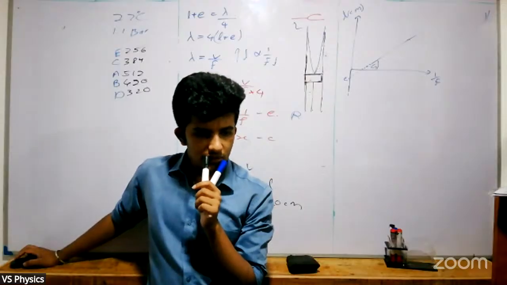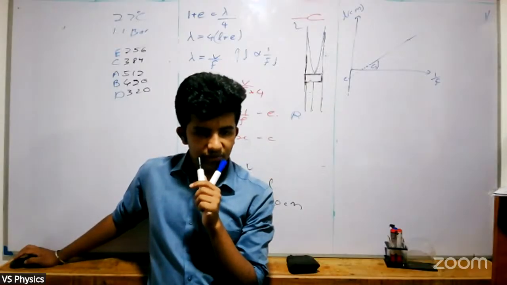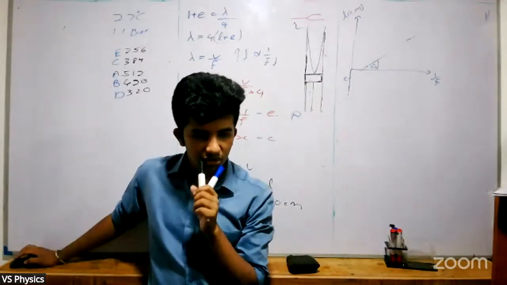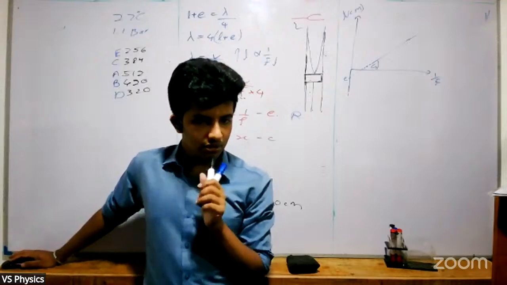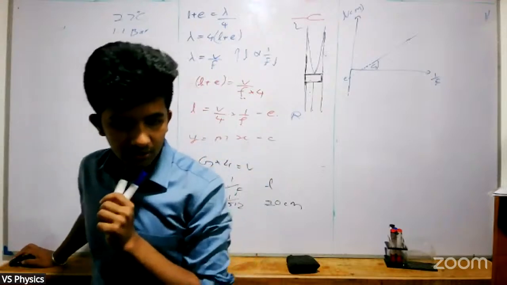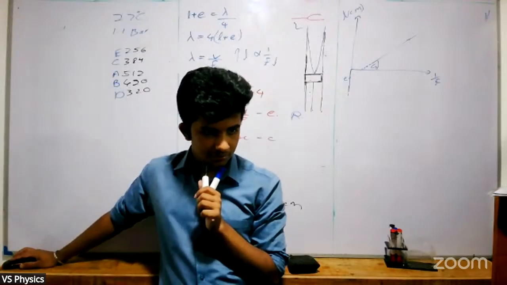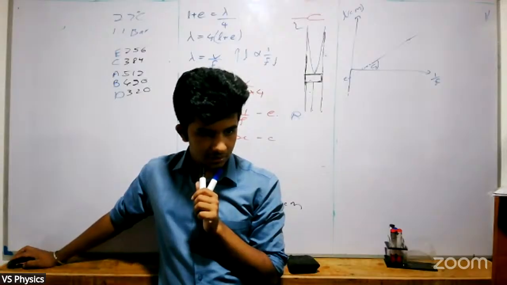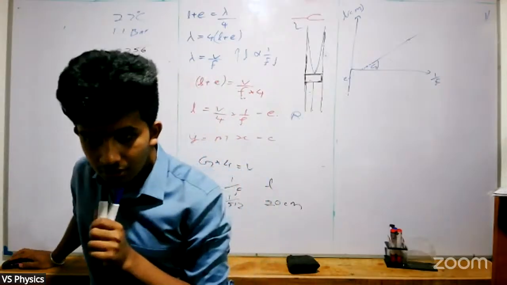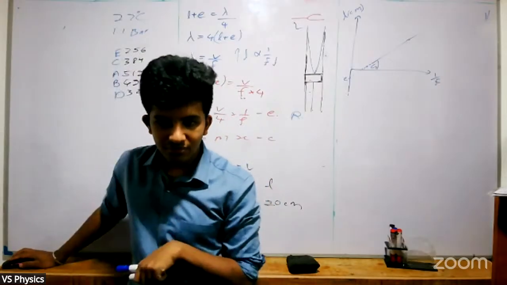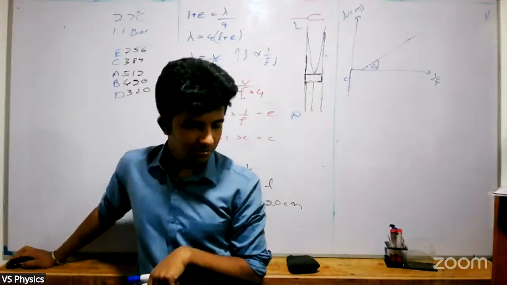Next, state whether you would start the experiment with the tuning fork having the highest frequency or with the tuning fork having the lowest frequency. First, give the reason.